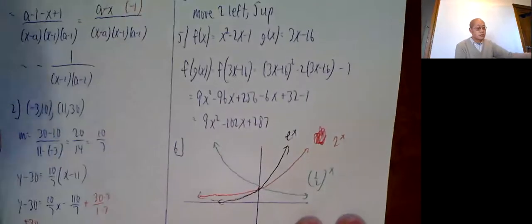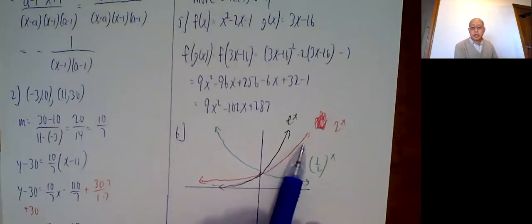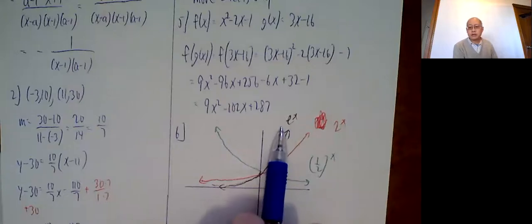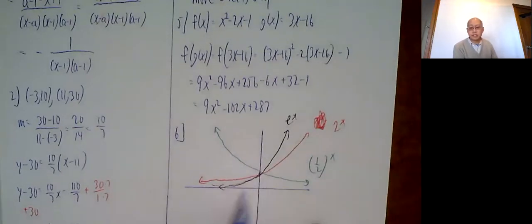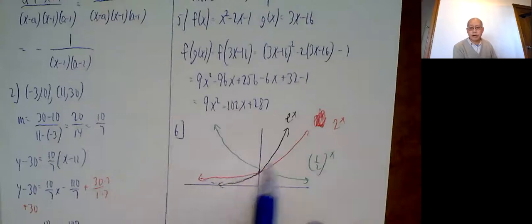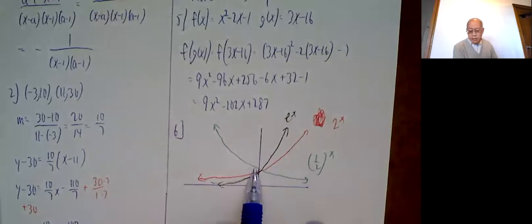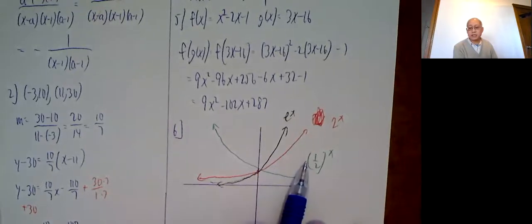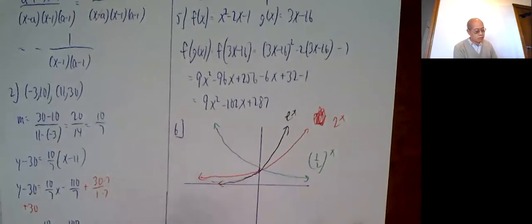Number 6, 2 to the x and e to the x are both increasing. So 2 to the x is below e to the x, e is about 2.7. So on this side, e to the x is higher, which means on this side it's lower. You see in red, I have 2 to the x and e to the x rising faster on this side, so it's below on this side. And then 1/2 to the x, half is less than 1, so it's going to fall. But notice they all go through the point (0, 1).